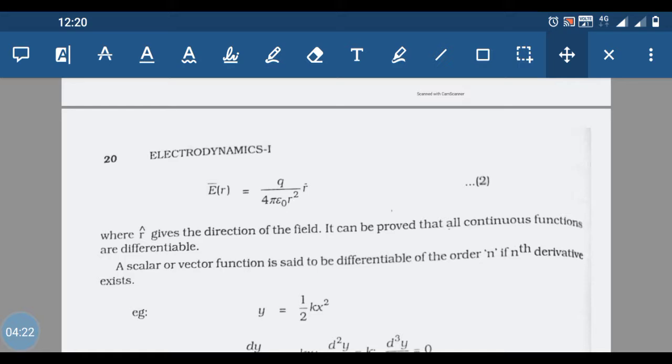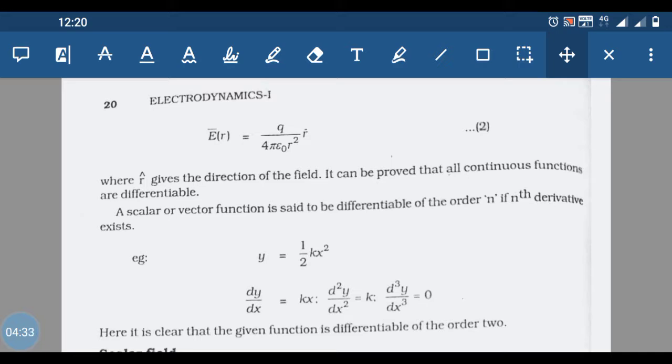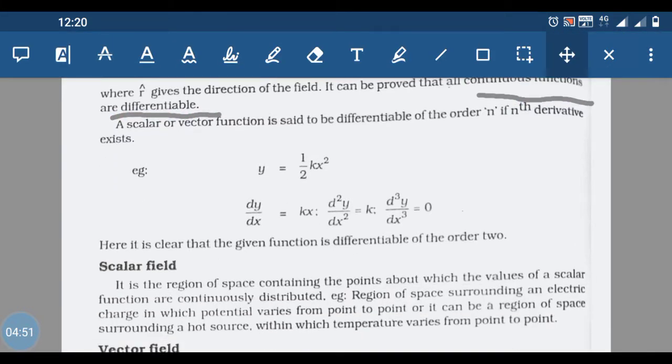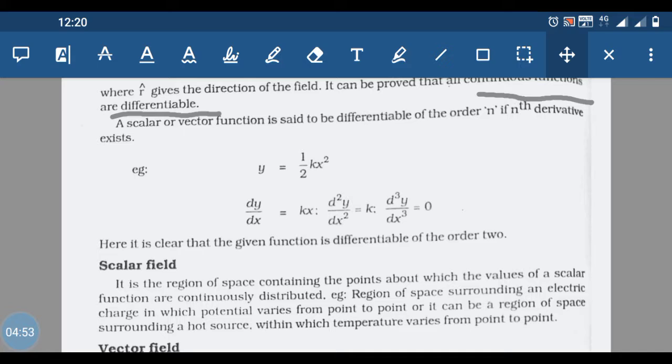All continuous functions are differentiable. So if we have a function that is continuous, then that function is a differentiable one. This you have studied in detail in your maths class. Then next, a scalar function or vector function is said to be differentiable of order n if the nth derivative exists.